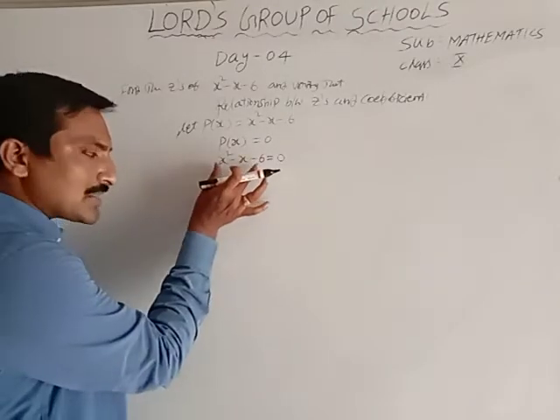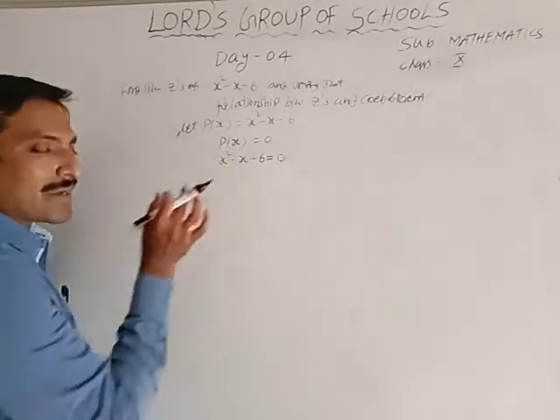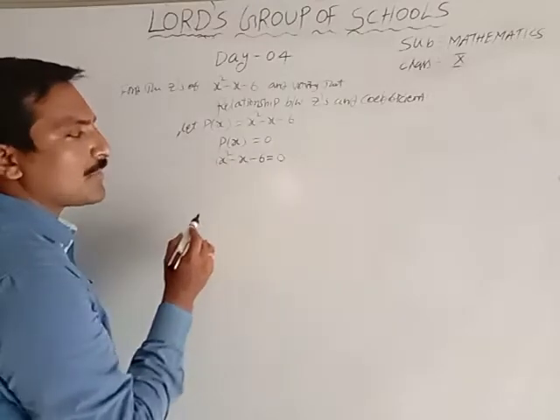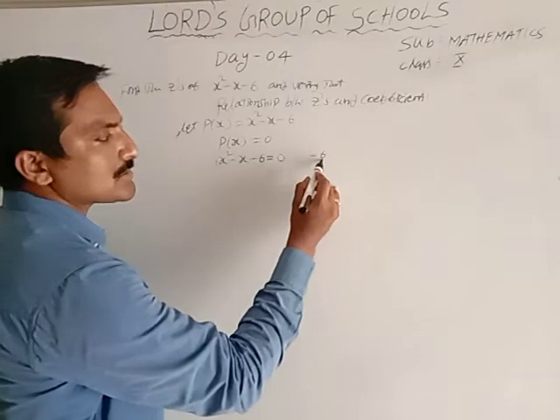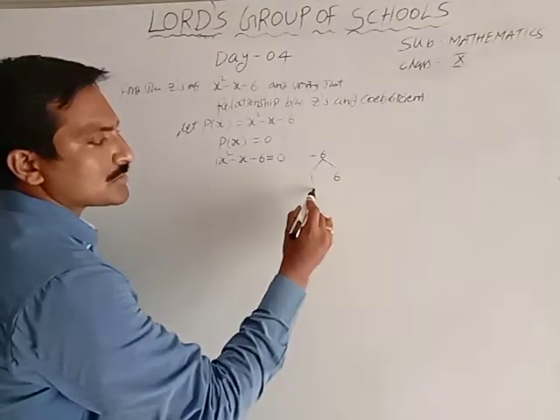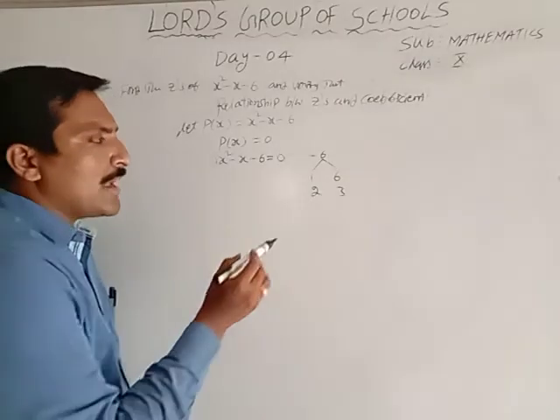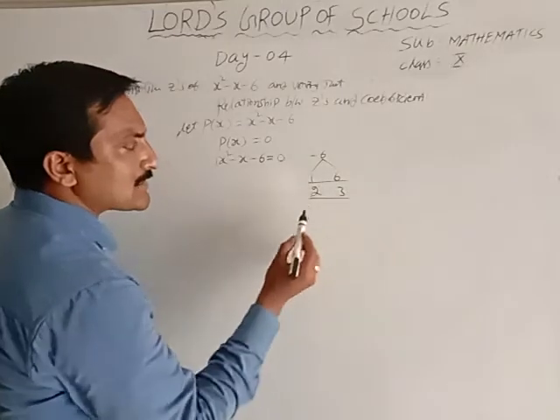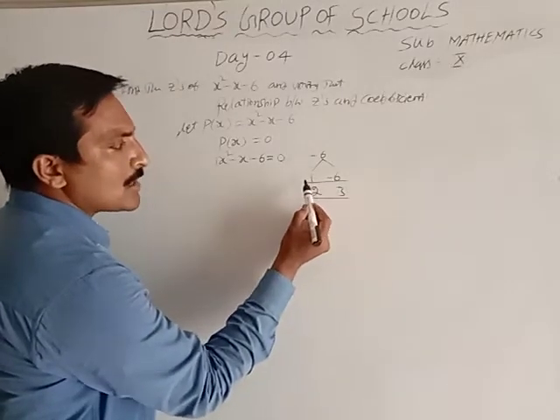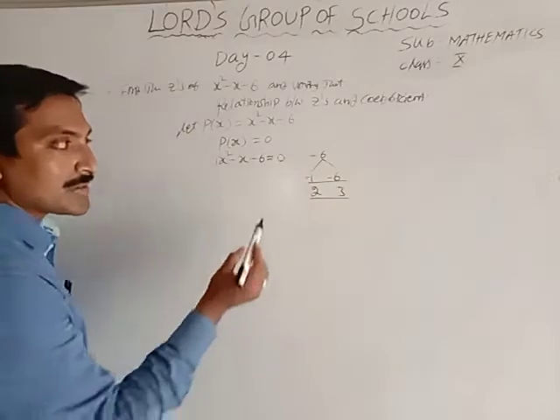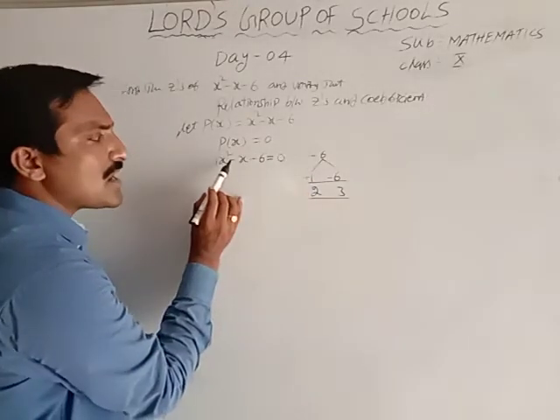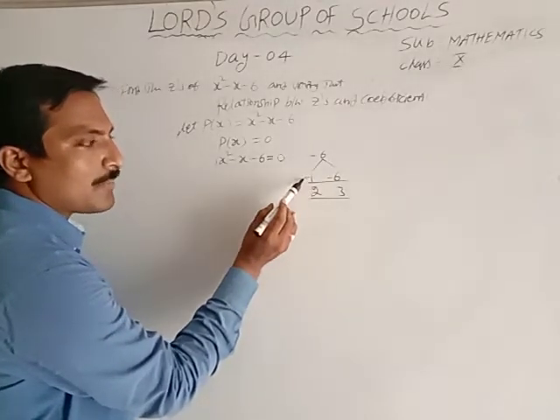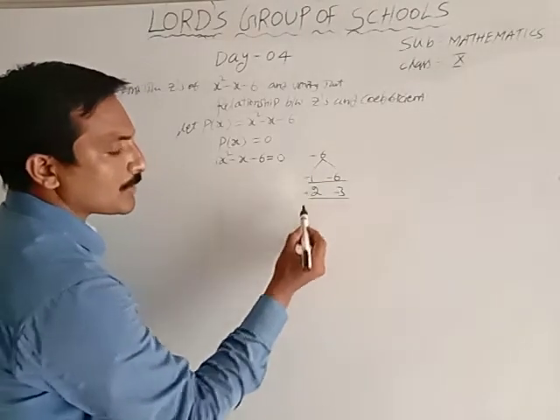In a quadratic polynomial, three terms are present. You need factorization here: the x square coefficient and constant you have to multiply. 1 into minus 6, minus 6. 1 into 6, 2 into 3. Here the product is negative, the middle term is negative. In each pair of factors, the greater number has negative symbol, the smaller number has positive symbol.